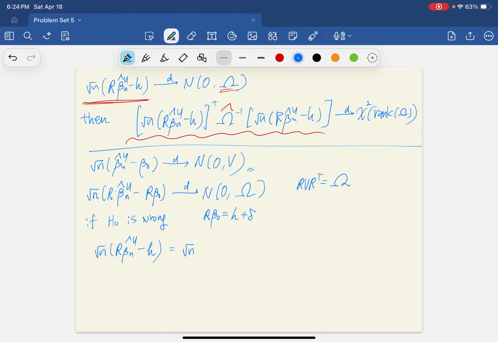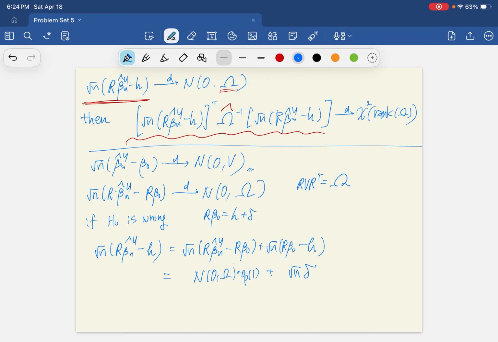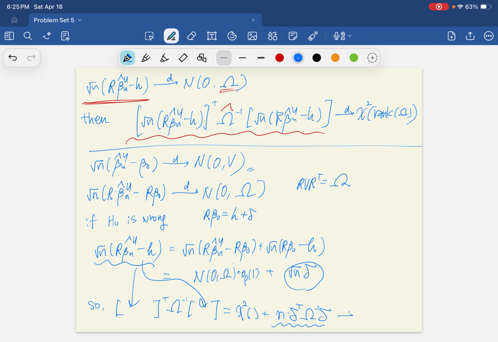So this has to be written as minus R times beta 0 plus R beta 0 minus H. That is, this will converge to a normal distribution, but the other guy is going to be square root n times delta. So no matter what omega is, we have this guy transpose omega inverse times this guy. In this guy we have to bring it here and here. Then it is something like chi-square something plus a squared term, like n times delta transpose omega inverse delta. So this is always going to go to positive infinity.